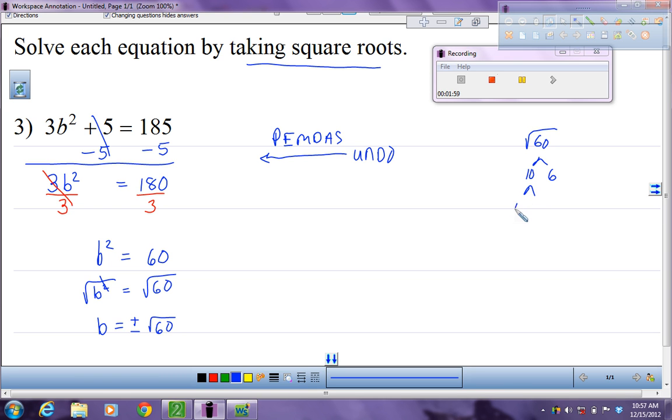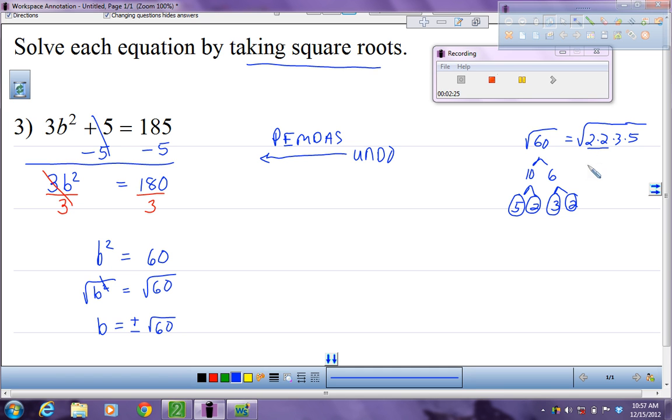The 10 breaks down to 5 and 2, and both of these are prime numbers. So once you reach prime numbers, make sure you close the branch. So here 3 and 2 are also prime numbers. So this is the same thing as saying 2 times 2 times 3 times 5. And again, the square root and the square cancel each other out, so I'm looking for something that I can make into a square.